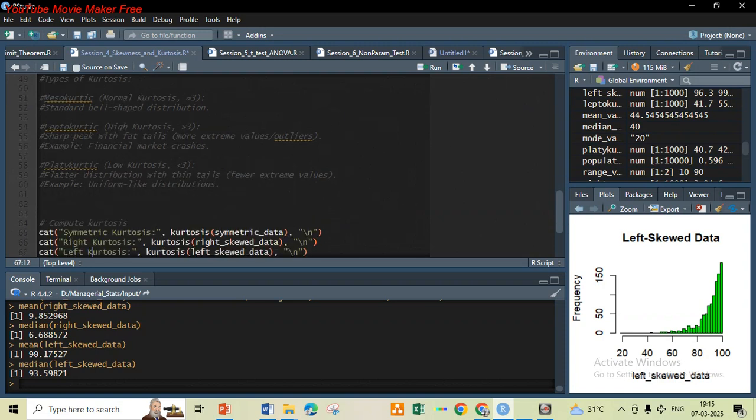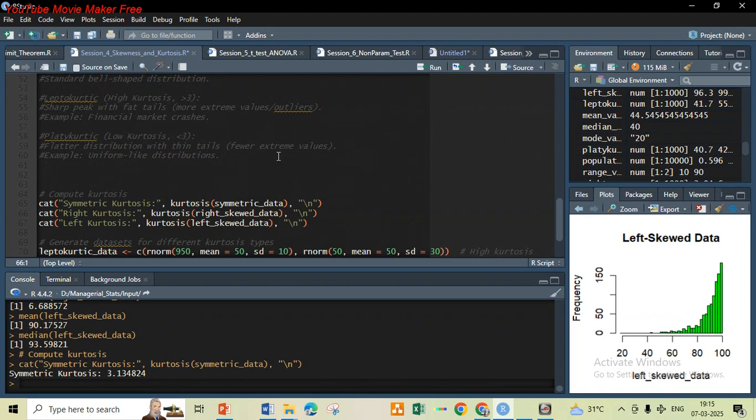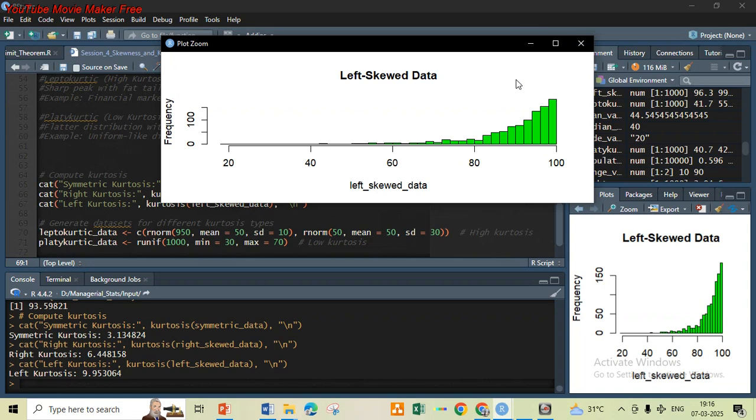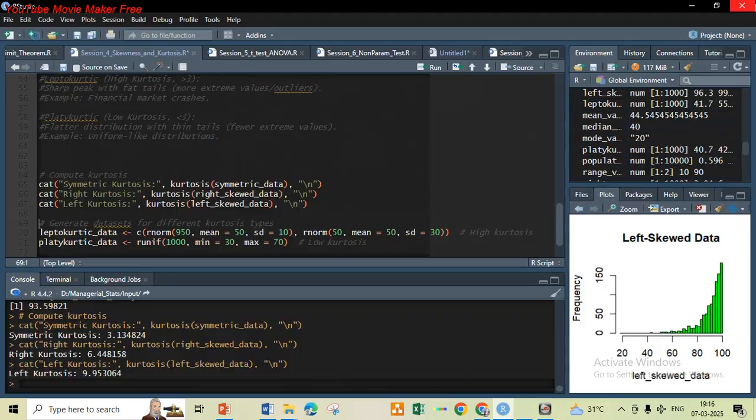Again, I'm creating certain distributions. So we could obviously look at the kurtosis of the data we have created so far. For example, the symmetric data. The normal distribution that we had created has a kurtosis close to 3, so it's very normally distributed. The right and the left skewed data both have kurtosis greater than 3, right? Which means that these have very sharp peaks. So we could actually look at that also, right? If we look at this distribution here, we could clearly see that it is a sharp peak and then there is a sharp fall off, right? So hence it is a leptokurtic data with a higher kurtosis.